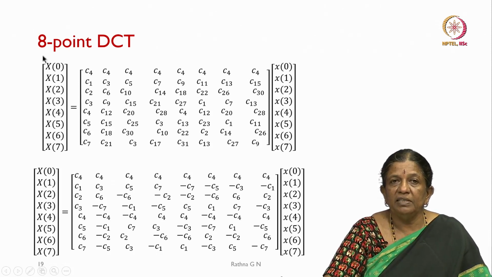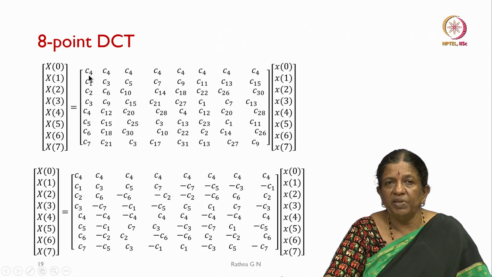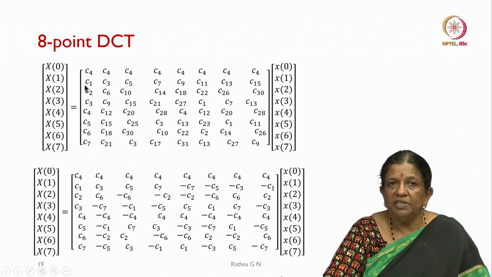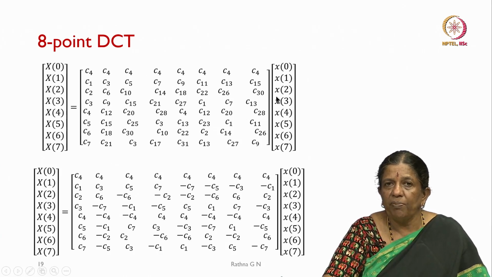So, you will be seeing that the output is capital X0 to X7, and the input is small x0 to x7. In terms of coefficients, you will be seeing that from C2, because it is n by 2 that we are going to have, that is 8 by 2 is 4. So, the first row is going to be C4 coefficients. After that you will have C1, C3, C5, C7, C9, C11, C13 and then C15. So, you will be writing it this way, fine.